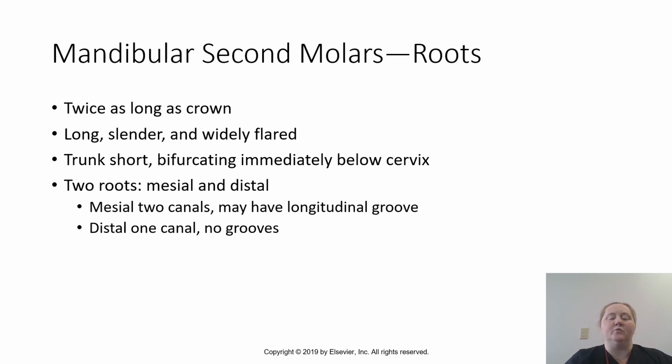And then it has two roots, one mesial that has two root canals and one distal that has one. But remember that mesial has a really deep developmental groove. And I always picture that developmental groove as one that would separate the two canals. Okay?